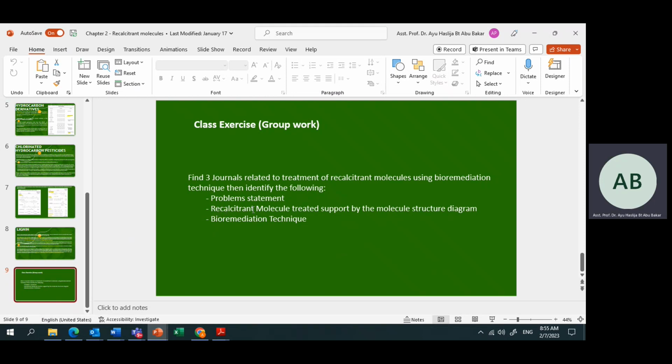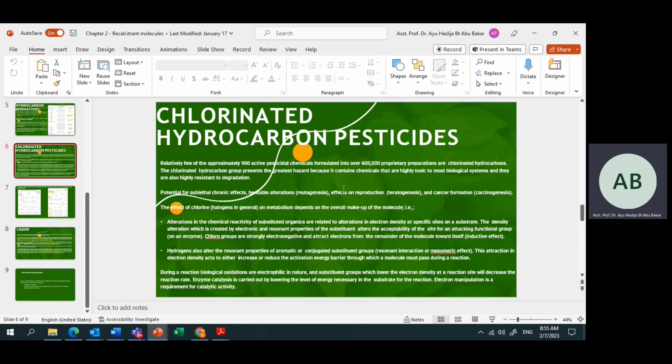For example, define recalcitrant molecules and give one example. Let's say you give one example of chlorinated pesticide, hydrocarbon. Then I might ask what is the application of the recalcitrant molecules mentioned above. Let's say you mentioned chlorinated hydrocarbon pesticide in the previous question. So I might ask what is the application of that molecule?